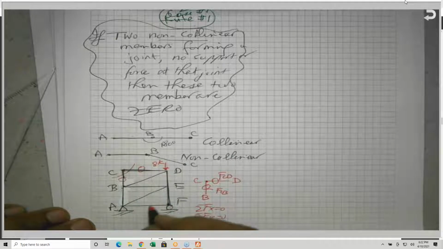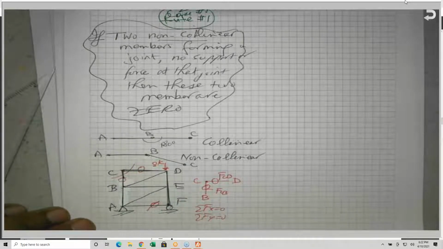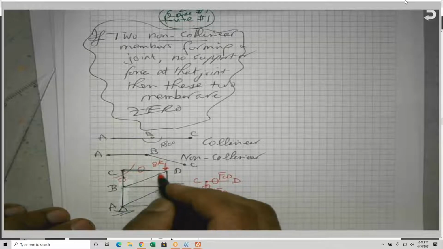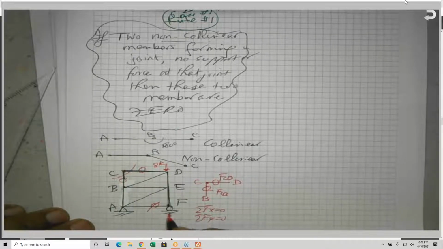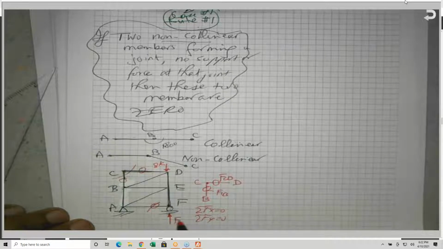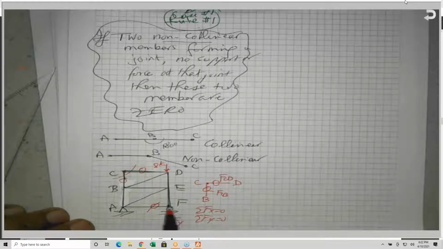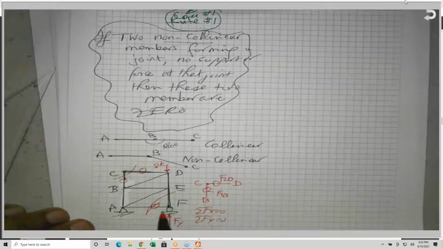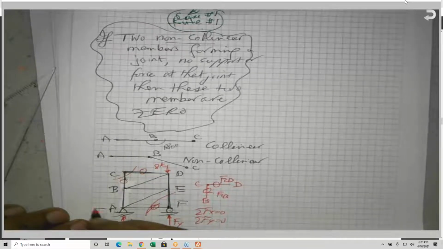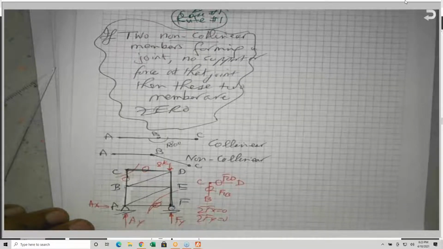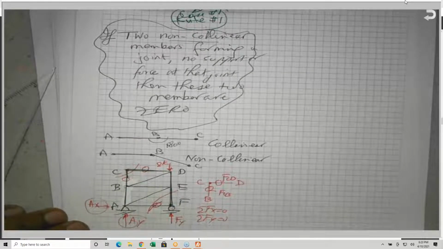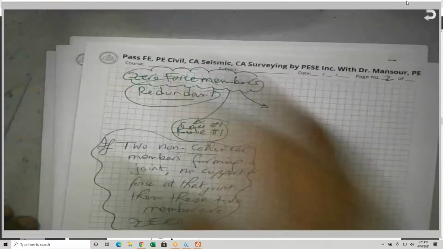This member AF is also 0. Why? Because I know the reaction here is vertical. This is F sub Y. This roller has no horizontal component. If I take this joint outside as a free body diagram and sum forces in the X direction, you will find that this is 0 because there is no reaction. Here I have two components, A sub Y and A sub X. Maybe some of them will be 0, but they are there. So this is the first rule I need you to remember.